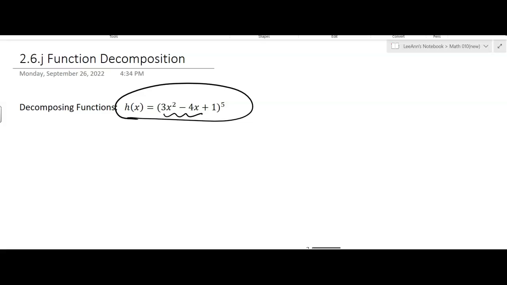Well, you've got stuff being raised to the fifth power. So if we could just replace this with some function, let's call it g of x, then we could say we're taking g of x to the fifth power, right? Okay, so if I wanted to replace that, then g of x is equal to 3x squared minus 4x plus 1, and then I'm taking that whole thing to the fifth power.